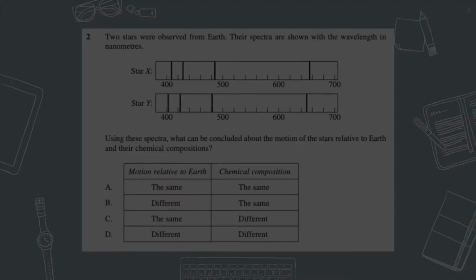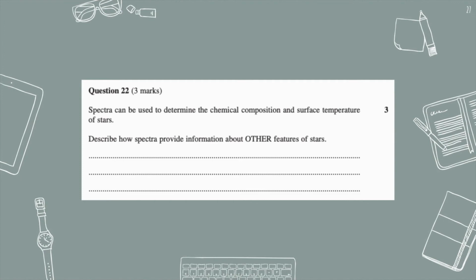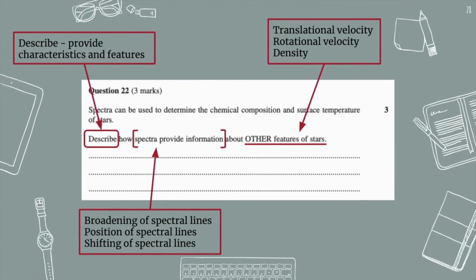Now, if we skip forward to question number 22 in the extended response, we see that it is also asking a question based on the stellar spectra. And it is asking us to talk about information regarding other features of stars. Now, the first thing that a student can do is use the TLC method. Now, the TLC method looks to identify what the task verb is. So in this case, we put a box around the word describe. And if a question is asking us to describe, we should know that that is asking us to provide characteristics or features of what's to come after that.